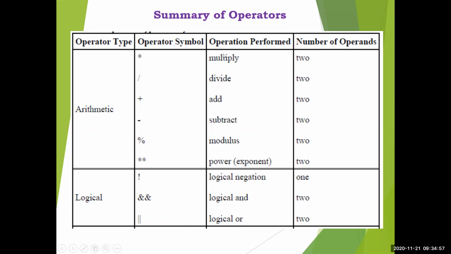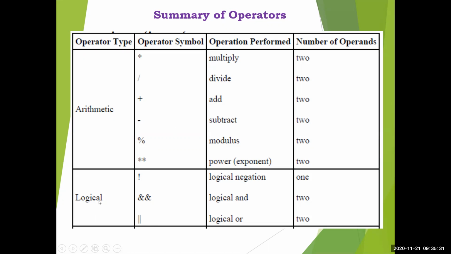The symbols are shown here, along with what operations they perform and the number of operands; the table is formed with respect to this. So star for multiply, slash for divide, plus for add, minus for subtract, percentage for modulus, and double star for power, or exponent operator. Here plus and minus can also be used as unary operators, specifying the sign of the variable or number.